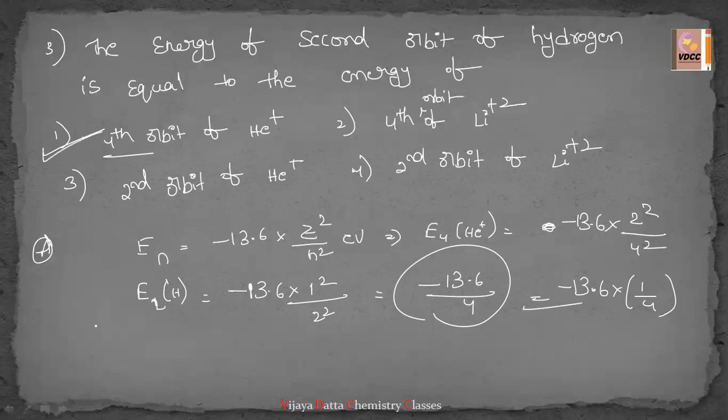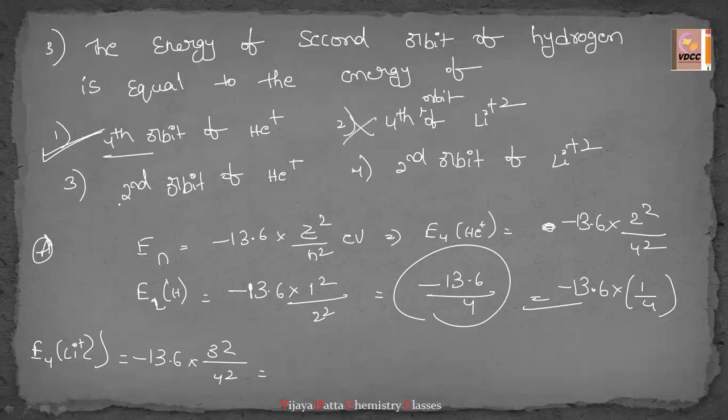We'll go for the second option also. Fourth orbit of lithium plus 2, he said. Here, fourth orbit, minus 13.6 into, for lithium, 3 square by 4 square. So obviously it is more: minus 13.6, 3 square means 9 by 16 we are getting. 9 by 16 is not equal to minus 13.6 by 4. So not the second option.